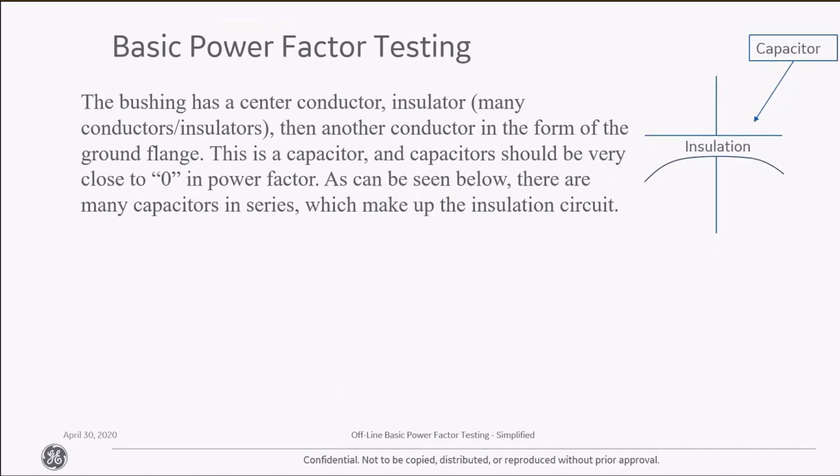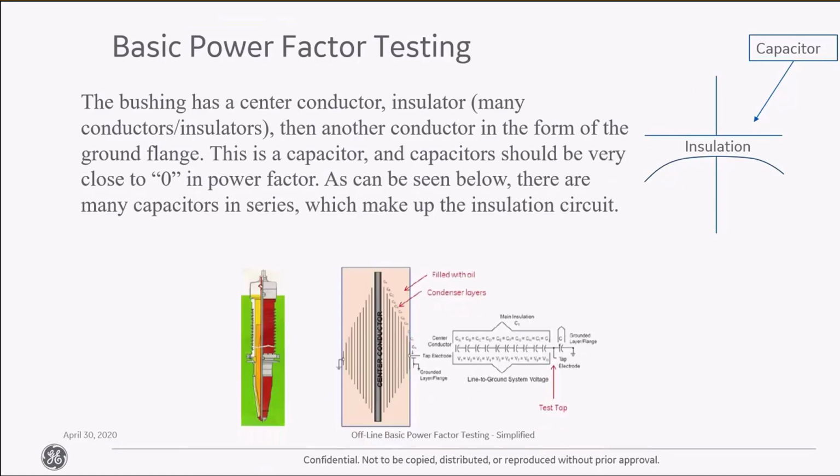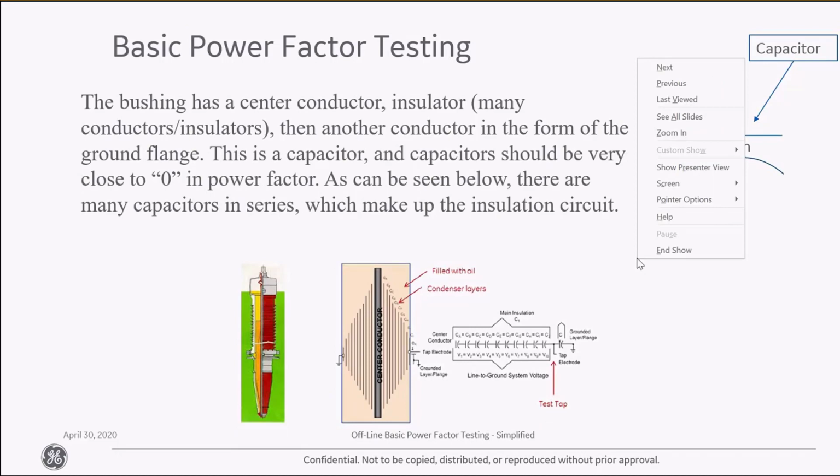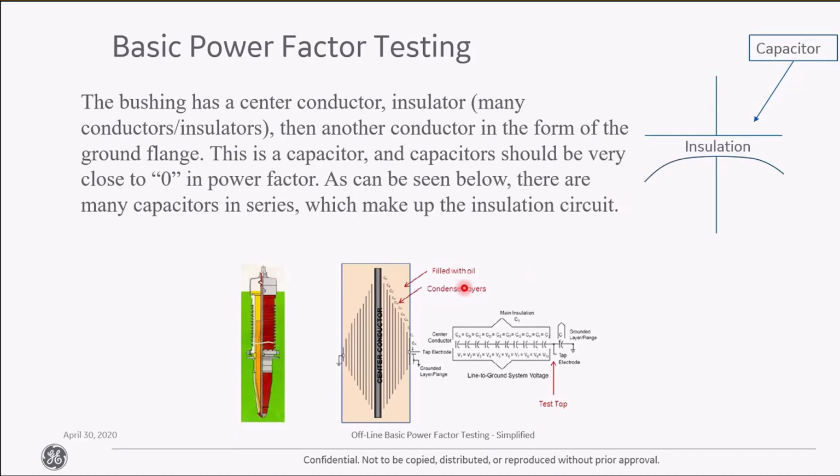So bottom line, there's a bushing, right? They're full of capacitors. That's what they're full of. I'm going to turn this little pointer on in case you got a little glare on your computer. It's got a bunch of layers of insulation and conductor. So you have your center conductor, then you have paper wrapped around it, and then you have another smaller, different type of conductor wrapped around it with paper wrapped around it, with that wrapped around again. You get all these capacitors, okay?